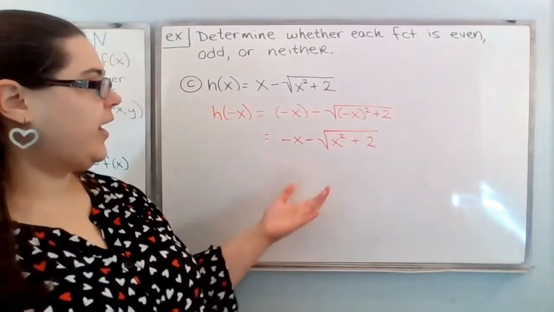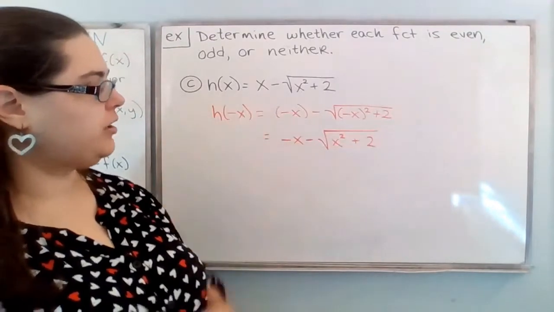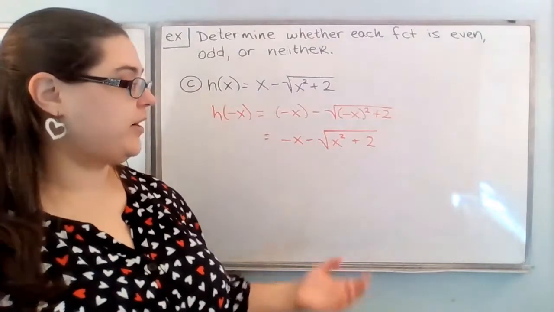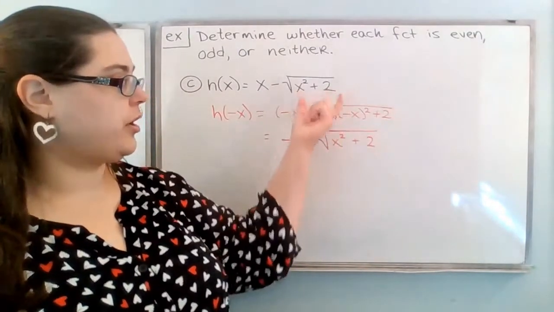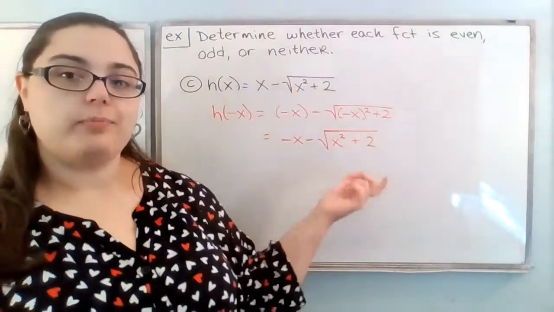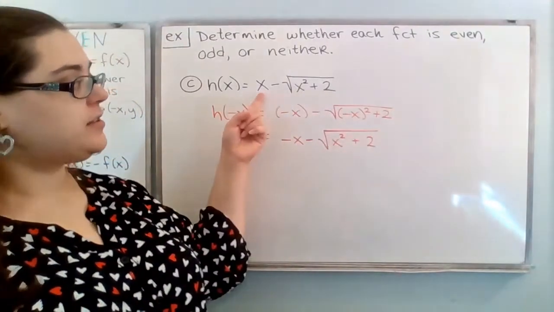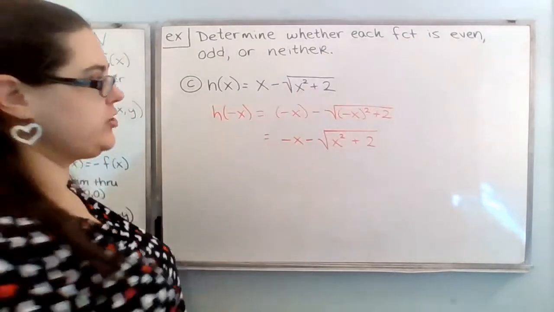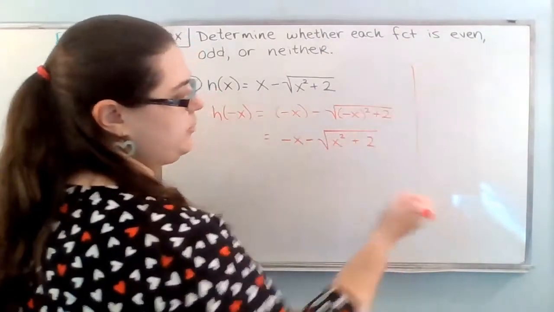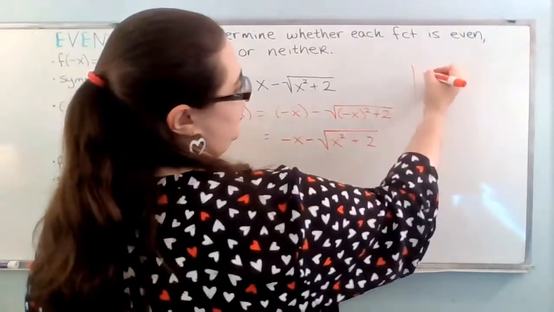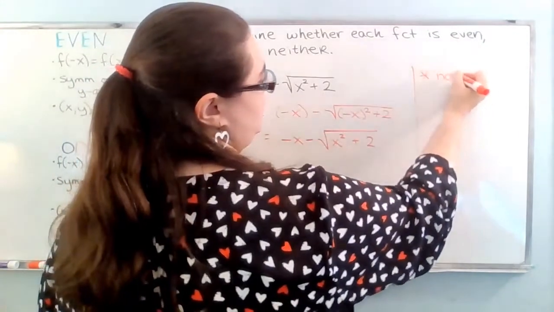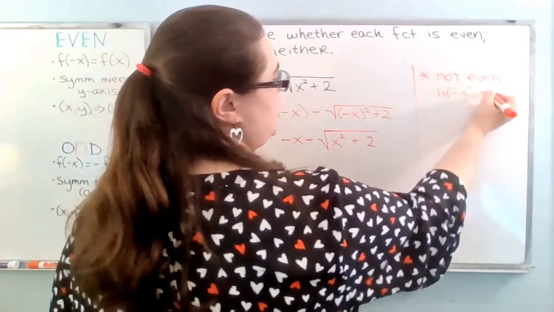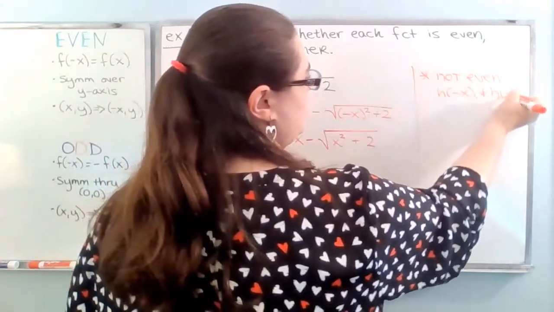Okay, so that's our simplified form of the function. If I go ahead and compare it to the original, it's awfully close to the original, right? So this x squared plus 2 is showing up in both of these pieces. But in the original, we had x, and now we have negative x. So these are not the same function. So over on my scrap paper in the back of my head, I'm thinking this one is not even because h of negative x is not h of x.